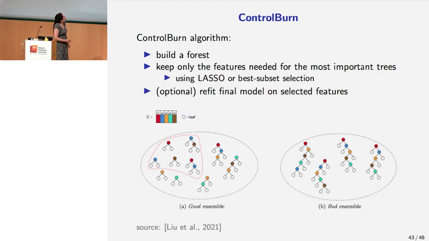Okay, so I think this is the last slide I'm going to show you, so this is as long as you need to give me your attention. Here's the algorithm. You build a large forest. You keep only the features that are needed for the most important trees using something like lasso or best subset selection. At the end, you could refit another model, maybe an EBM model, on the most important features.